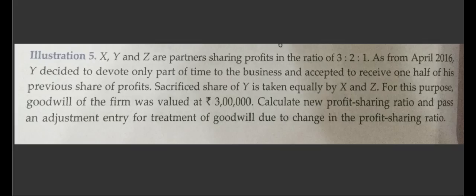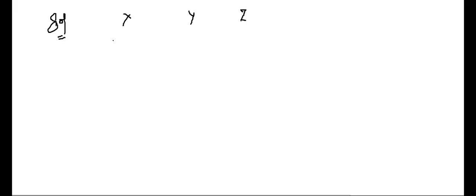Nothing difficult in this. Now there are 3 partners, X, Y and Z. They are sharing profits in the ratio of 3:2:1. So X's share is 3/6, Y's share is 2/6 and Z's share is 1/6.